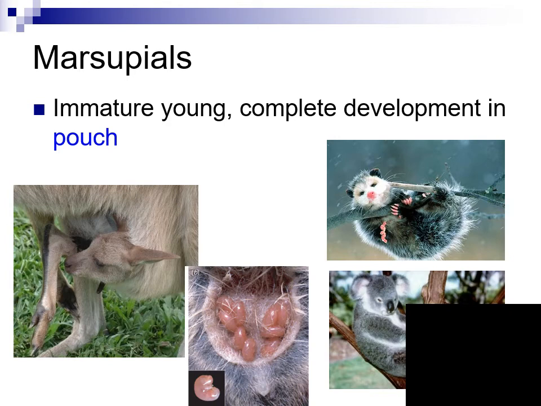So these do not lay eggs, but the babies are born very, very immature, much less developed than humans, okay? So this is what a baby marsupial looks like. It still looks like an embryo. So the babies are born almost as embryos, and then they basically attach to a teat within the pouch of the mom, and they grow and develop within the pouch of the mom.